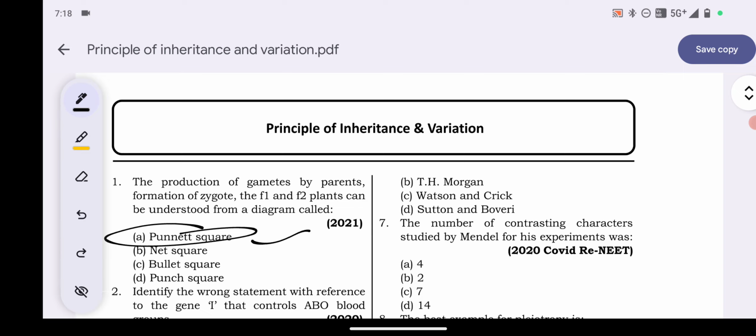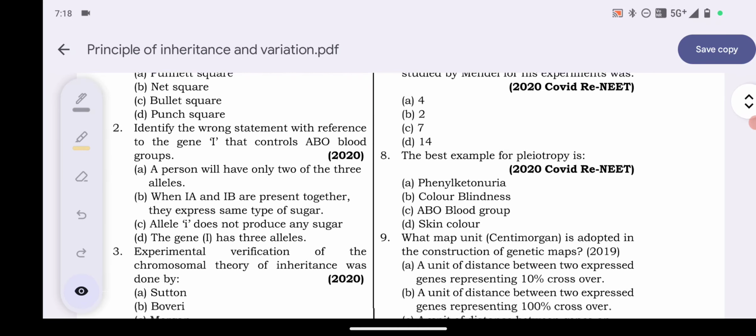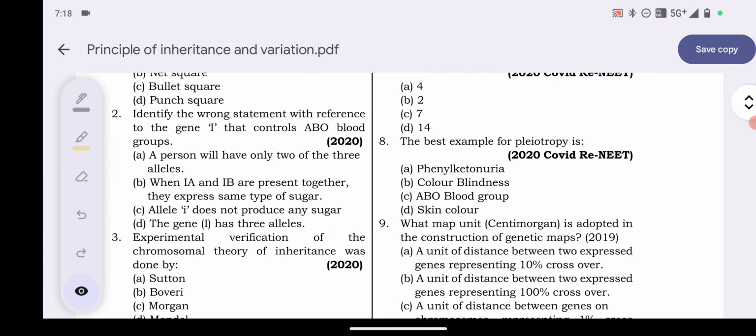Okay. Next question. Question number second. Identify the wrong statement with reference to the gene I that controls ABO blood groups. Option A. A person will have only 2 of the 3 alleles. Option B. When IA and IB are present together, they express same type of sugar. Option C. Allele i does not produce any sugar. And option D. The gene I has 3 alleles.